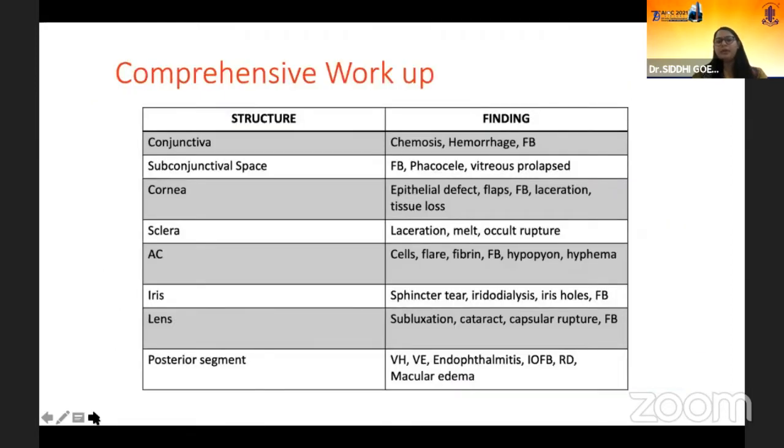A comprehensive workup must be done for all cases. So we must look at all the structures of the eye. We assess the conjunctiva for any chemosis, hemorrhage, the subconjunctival space. Similarly, the cornea, the sclera, anterior chamber, iris, the lens, and the posterior segment should be thoroughly evaluated.